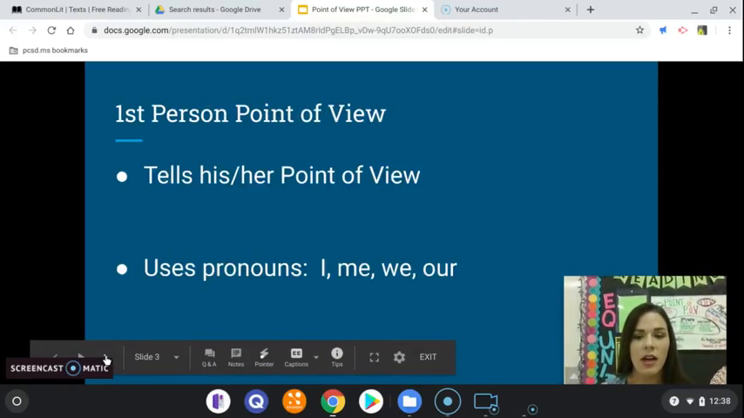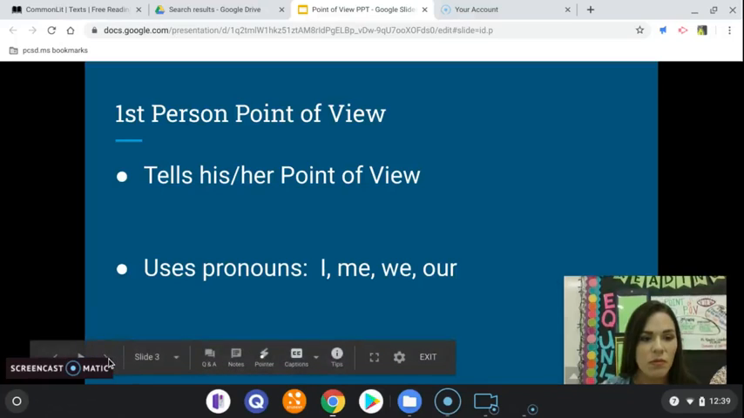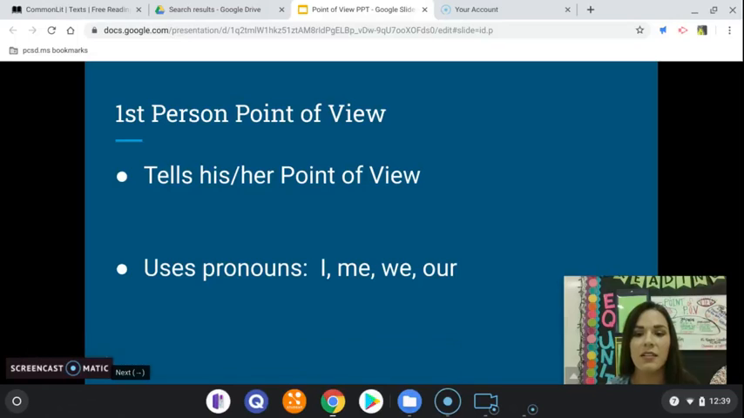Okay, so for first person point of view, this is where somebody is narrating the story or they are the narrator and they tell his or her point of view. And so when you're reading something and it says I or me or we or our, that's going to be first person point of view. Like, I went to the grocery store to get my family some food, right? Okay.